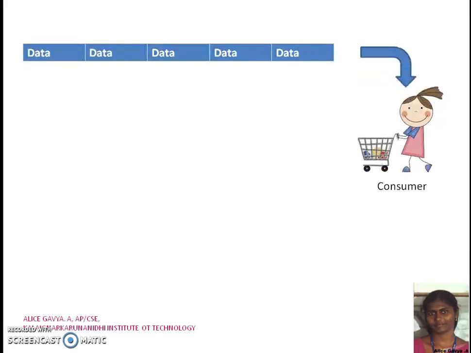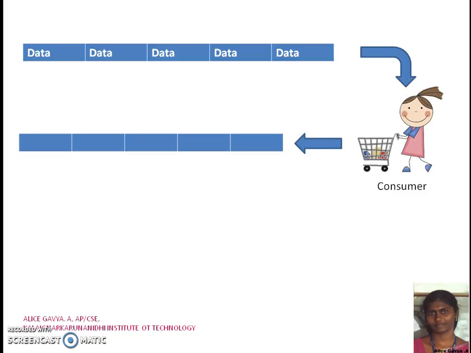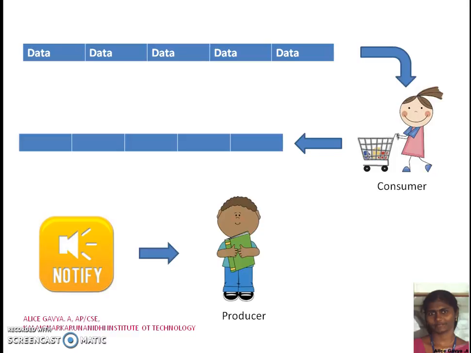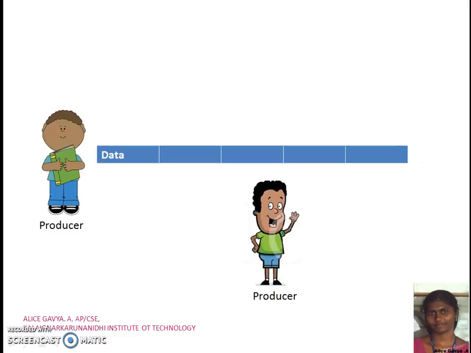So here comes the consumer. The consumer is the one who removes the data that was produced by the producer, and it can consume only one piece of data at a time. Once the consumer consumes data from the buffer, we get a free slot. Whenever there is a free slot in the buffer, a notification is sent to the producer so that the producer can add data into the buffer.